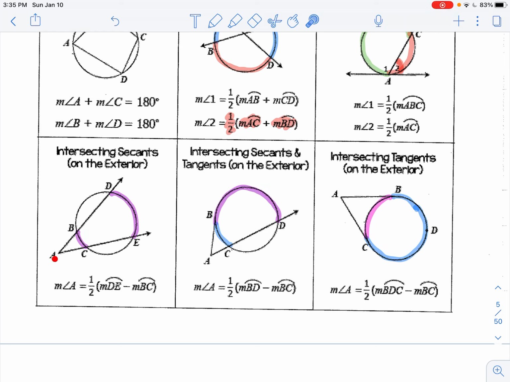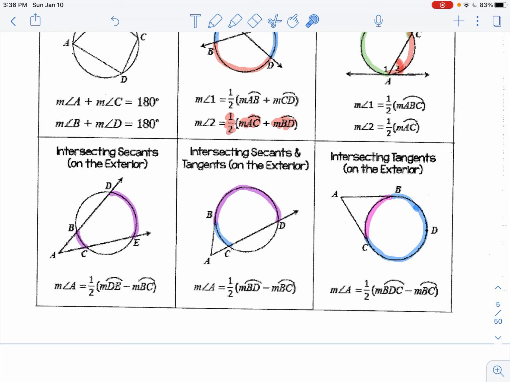Intersecting secants on the exterior. That means they're crossing outside the circle. This is a secant BD, and this is a secant CE. They intersect outside of the circle. And what this says is the measure of the angle is equal to half the difference of these arcs. So you take the bigger arc, DE, and you subtract the smaller arc, BC, you take half of it, and it's equal to the angle on the outside.